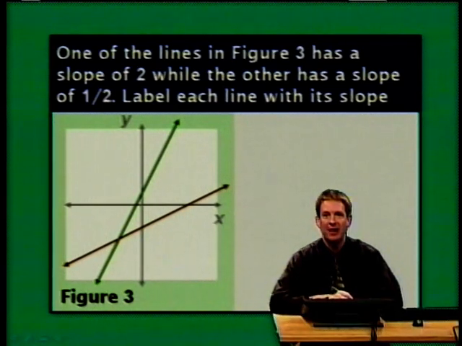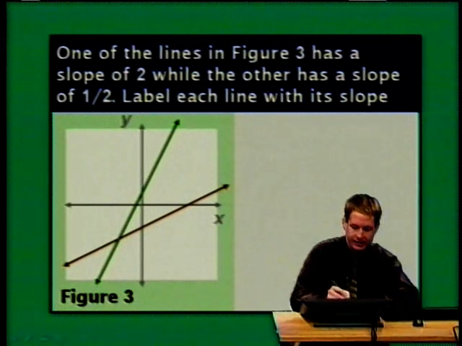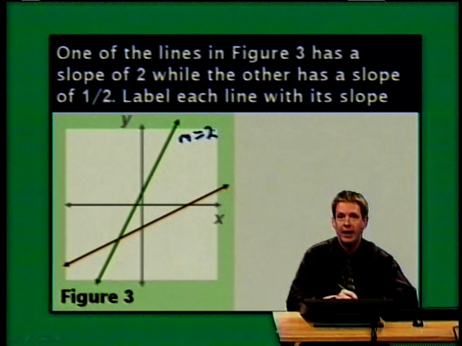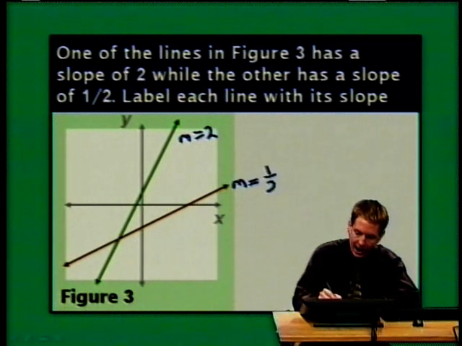All right, let's do some comparisons of slopes. Once again, I'm leaving off a scale because I want you to get an intuition about which line is steeper, which line has the positive slope, which line has the negative slope, without actually calculating the slopes. So in our first question, it says one of the lines in figure 3 has a slope of 2, while the other has a slope of 1/2. Label each line with its slope. This is a question about steepness. Both of the lines are increasing, so the line that has a slope of 2, which is a larger absolute value than the absolute value of 1/2, has got to be the steeper of the two lines. The green line is clearly the steeper of the two lines. So the green line has the slope of 2, and the brown line has the slope of 1/2.